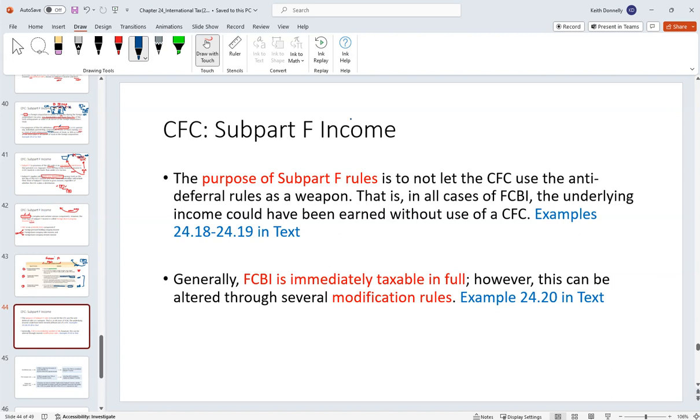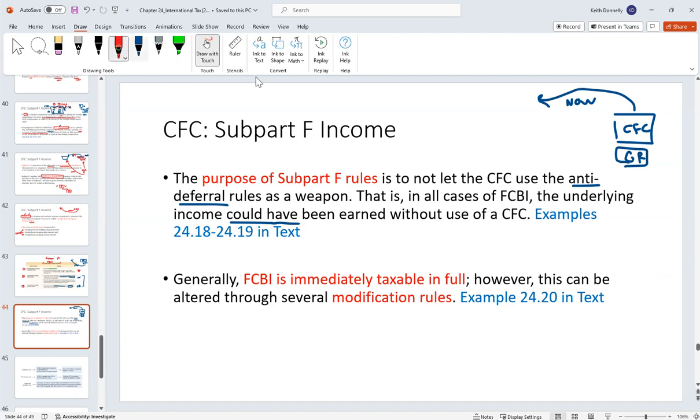Why do they do this, right? Why do they make it where if you have subpart F, it's going to be taxable now? Well, it's an anti-deferral rule, right? First off, it basically does make it taxable now. You can't park it. But really what they're saying here is we're not going to let you use the general rule, that is to say, unless and until you bring it back, it's taxable, as a weapon.